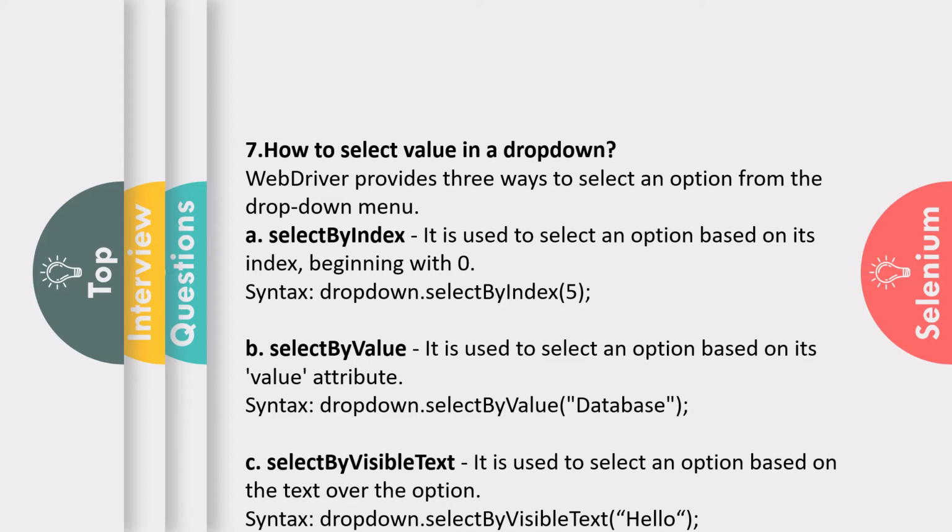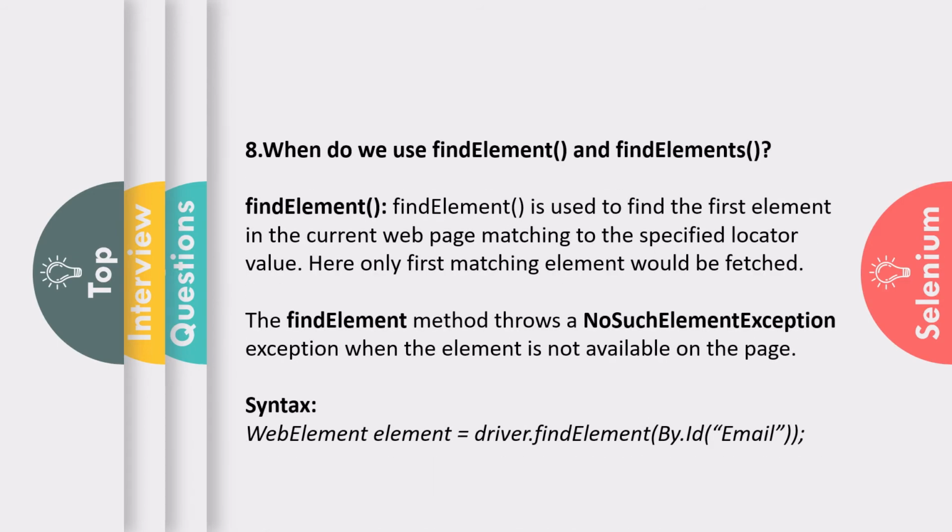The next is select by value. It is used to select an option based on its value attribute. The syntax is dropdown.selectByValue and then you mention the value. And the last is select by visible text. It is used to select an option based on the text of the option. The syntax for this is dropdown.selectByVisibleText and then you mention the visible text. Moving on to the next question.